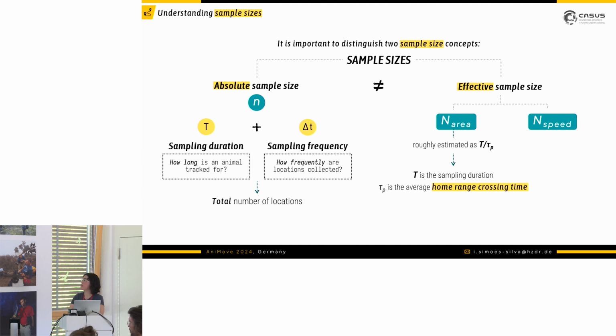Meanwhile, for effective sample size, and we're going to focus here on the effective sample size for area, though there's also for speed that we can look into later. But for area, it's roughly estimated as the sampling duration divided by this tau p, which is what Chris was showing, this home range crossing time, right? The position autocorrelation parameter.